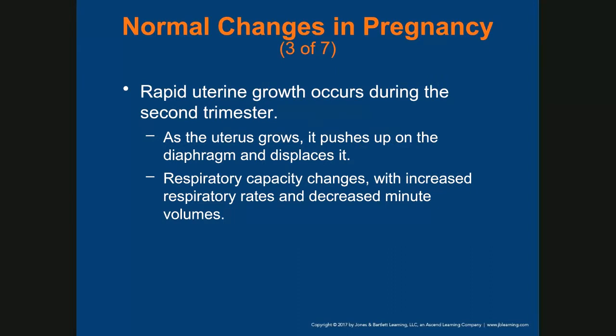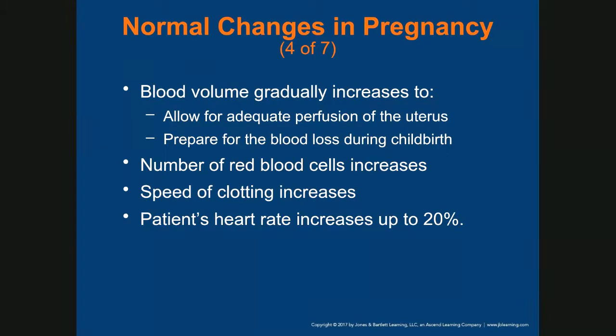Now, rapid uterine growth occurs during the second trimester. As the uterus grows, it pushes up on the diaphragm and displaces it. Respiratory capacity changes with increased respiratory rate and decreased minute volume. That's what I just mentioned. Their blood volume is going to increase significantly as well. So blood volume gradually increases to allow for adequate perfusion of the uterus and prepare for blood loss during childbirth. The number of red blood cells increases, the speed of clotting increases, and the patient's heart rate is going to increase by 20%. So you might see tachycardia in these patients and it might not be anything of concern, right?